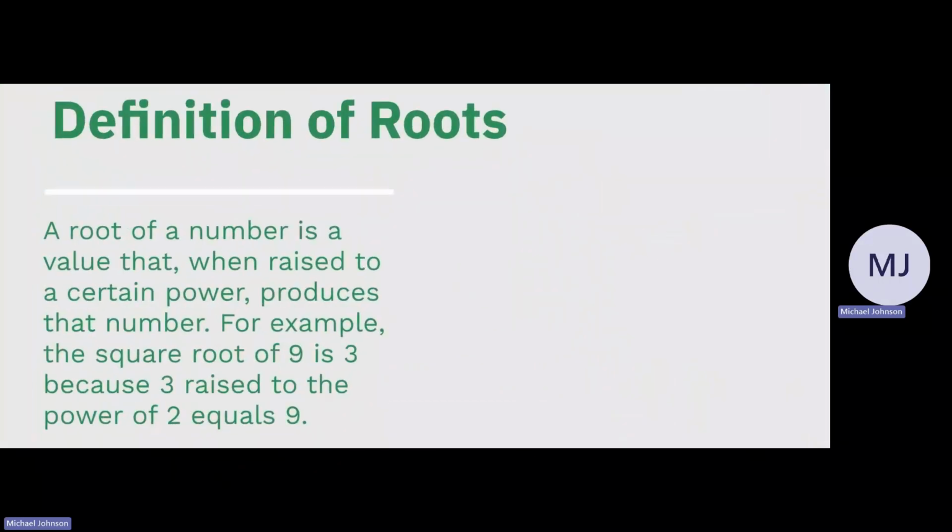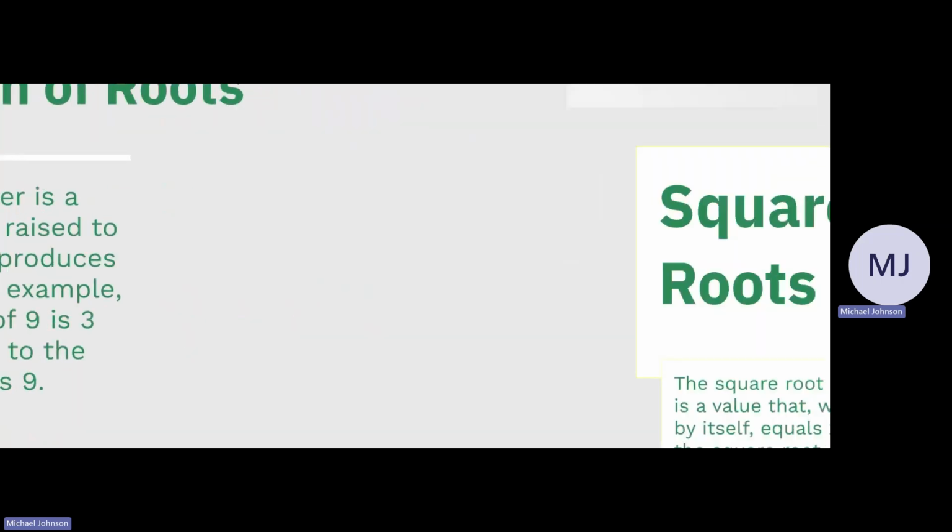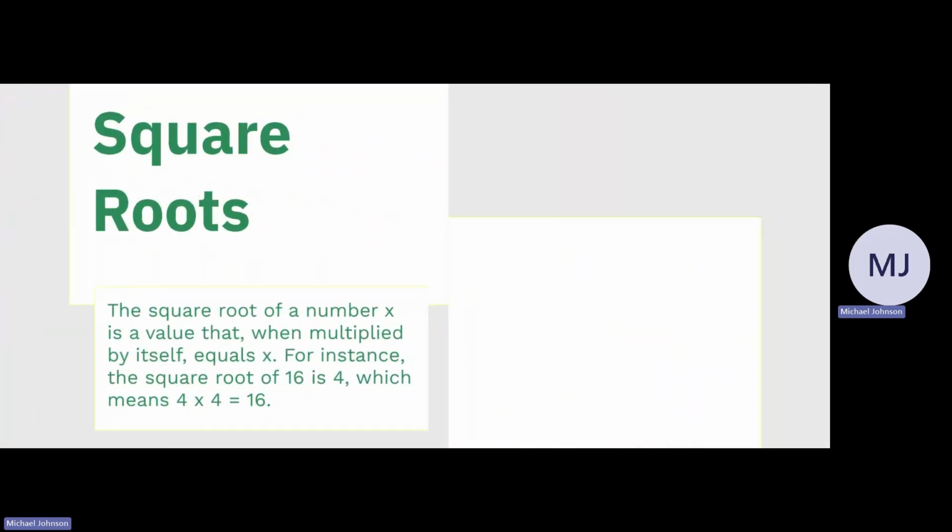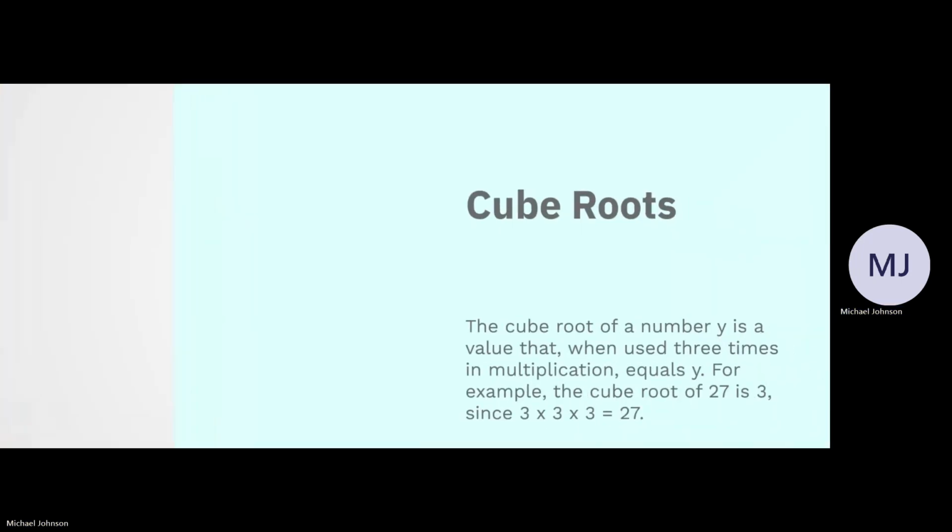The definition of roots: a root of a number is a value that, when raised to a certain power, produces that number. For example, the square root of 9 is 3 because 3 raised to the power of 2 equals 9. The square root of a number x is a value that, when multiplied by itself, equals x. For instance, the square root of 16 is 4, which means 4 times 4 equals 16. The cube root of a number y is a value that, when multiplied 3 times, equals y. For instance, the cube root of 27 is 3, since 3 times 3 times 3 equals 27.